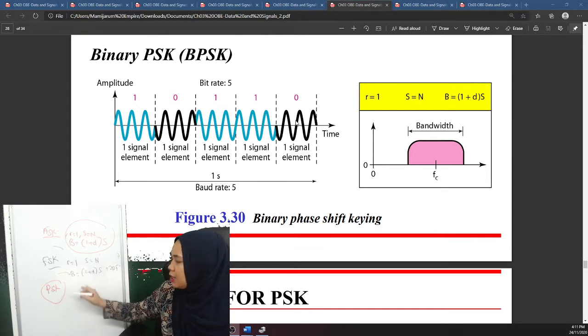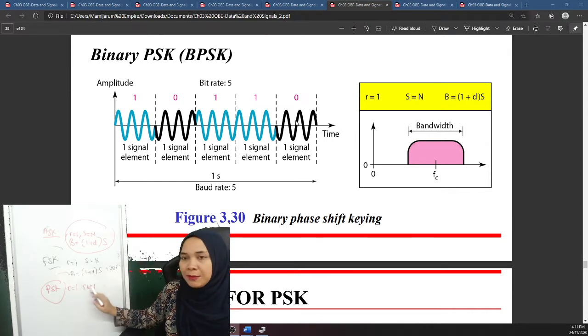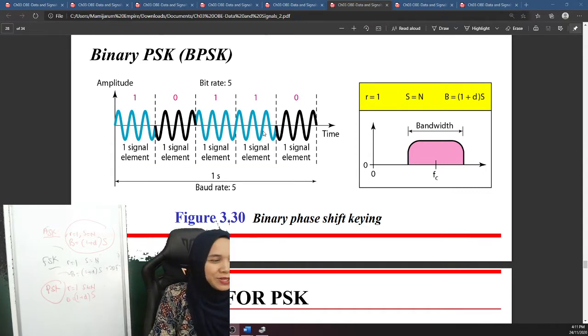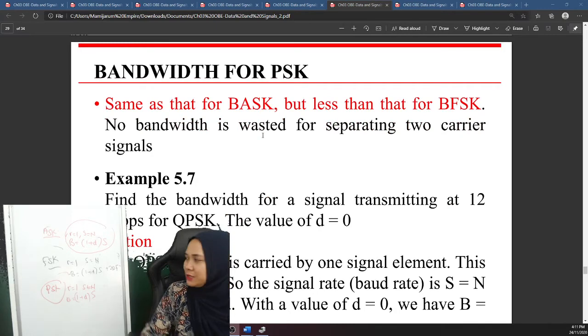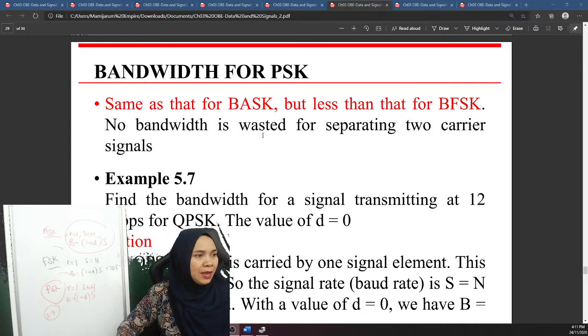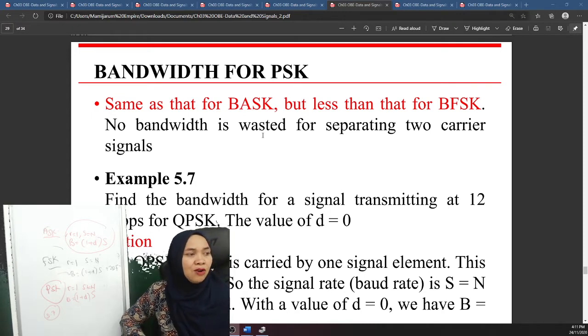And the formula we must remember is R equals 1, S equals baud rate equals bit rate. And B equals 1 plus D times S. Alright, this is the formula. So now we do an example, example 5.7. See? It is the same as for ASK, but less than that for FSK. No bandwidth is wasted for separating 2 carrier signals. Example 5.7 is to find the bandwidth of a signal transmitting at 12 megabits per second for QPSK.